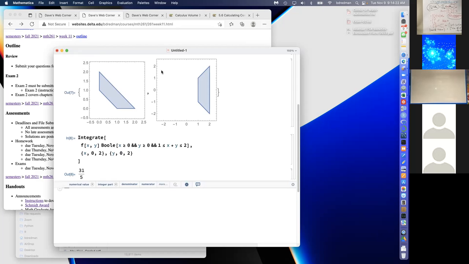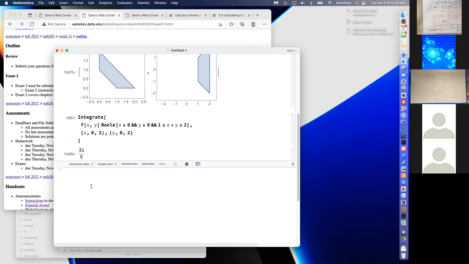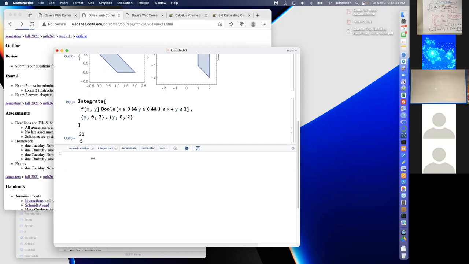But now let's evaluate the integral over S here on the right. And I could do that as a single integrate command or an iterated integrate command. First, I'm going to demonstrate an iterated integrate command. Integrate and integrate and insert myself some commas.